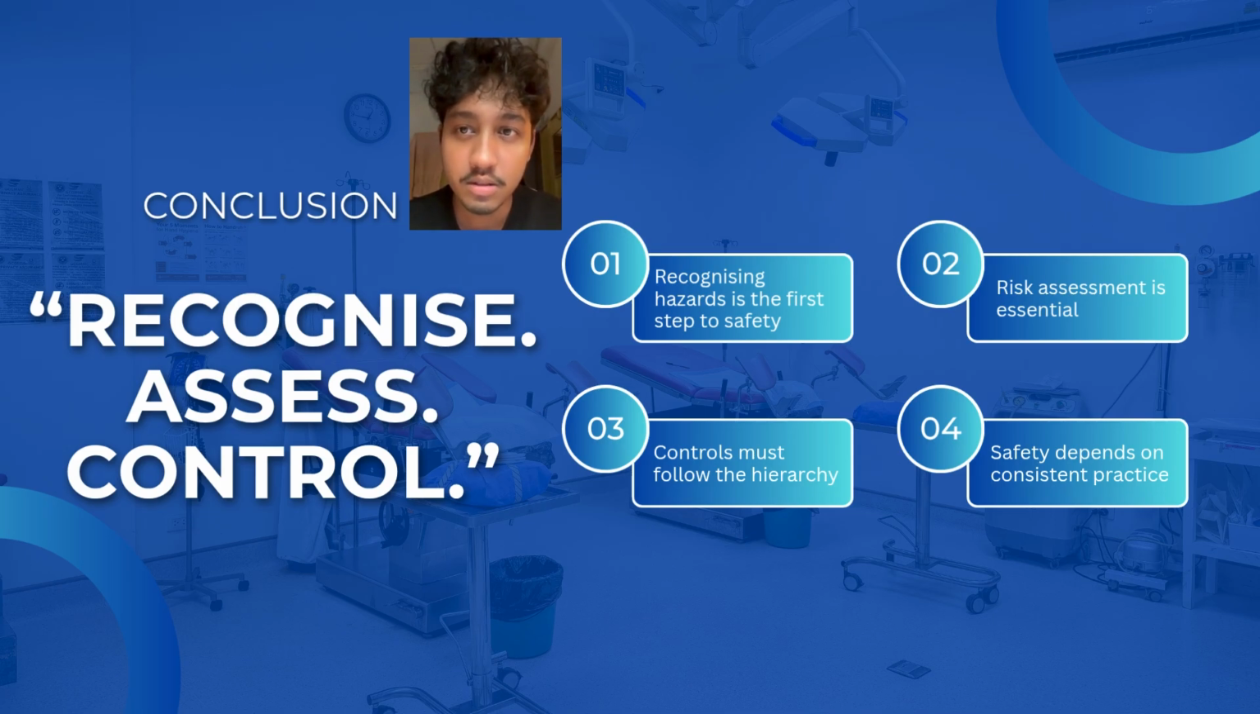For example, we must always apply the highest level of control we can, such as elimination or substitution. Only after that can we apply personal protective equipment to ensure that we are safe. And lastly, safety depends on constant practice. Always follow these steps every time you enter the lab or a dangerous working environment to ensure your personal safety and also the safety of the people around you. That's all from us. Thank you.